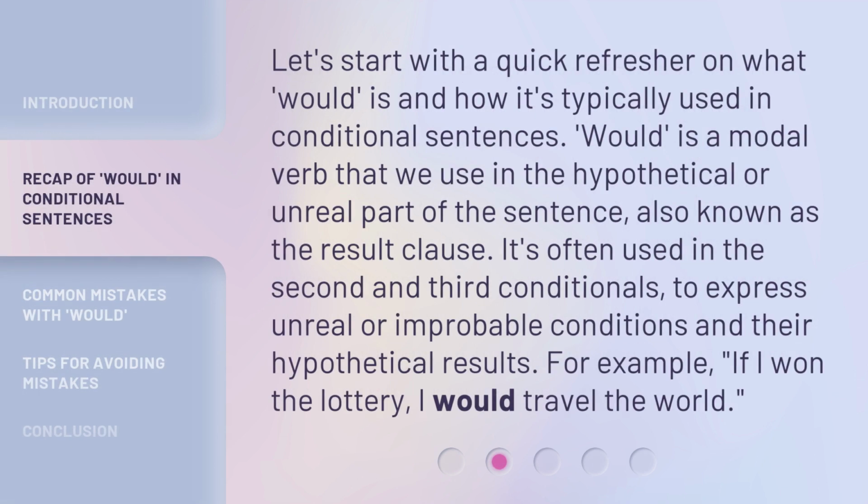Let's start with a quick refresher on what would is and how it's typically used in conditional sentences. Would is a modal verb that we use in the hypothetical or unreal part of a sentence, also known as the result clause. It's often used in the second and third conditionals to express unreal or improbable conditions and their hypothetical results. For example, if I won the lottery, I would travel the world.